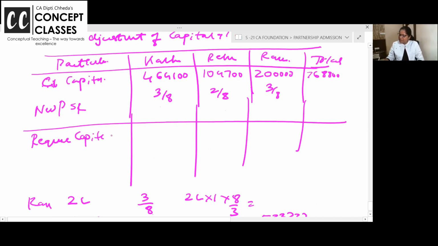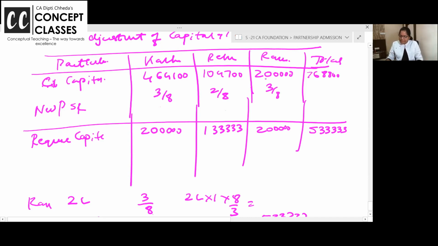Required capital is not 768,000 and so on. You want 533,333. 533,333 into 3 by 8 is 2 lakhs. 533,333 into 2 by 8 is 133,333, and again 2 lakhs.